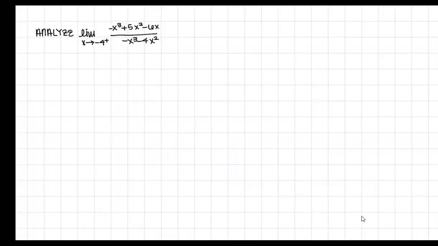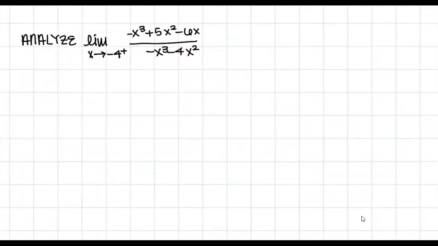Here I'd like you to analyze the limit of this function, negative x cubed plus 5x squared minus 6x divided by negative x cubed minus 4x squared. That's our function, and we're interested in the limit of our function as x approaches negative 4 from the right-hand side. Now, it's pretty garish to look at this, so the first step is to factor. We're going to factor our numerator and our denominator.